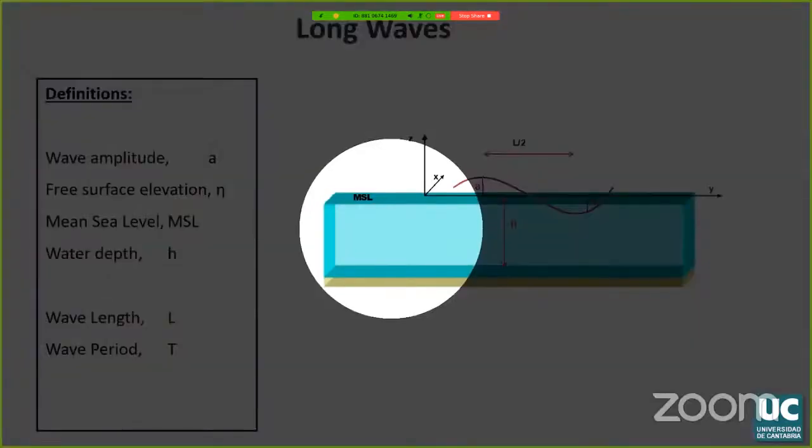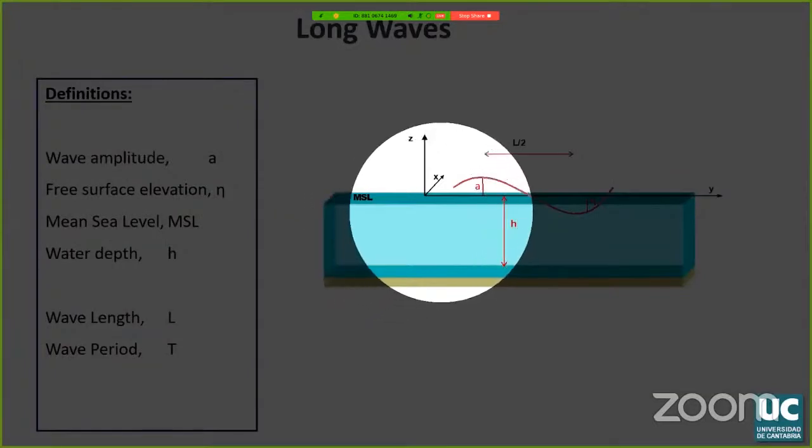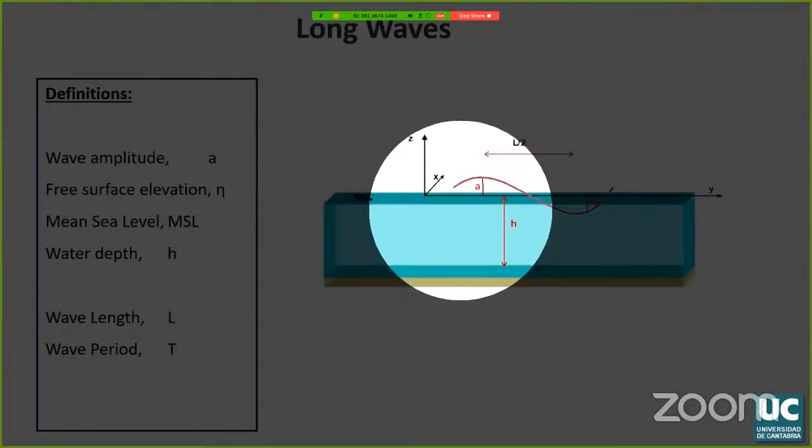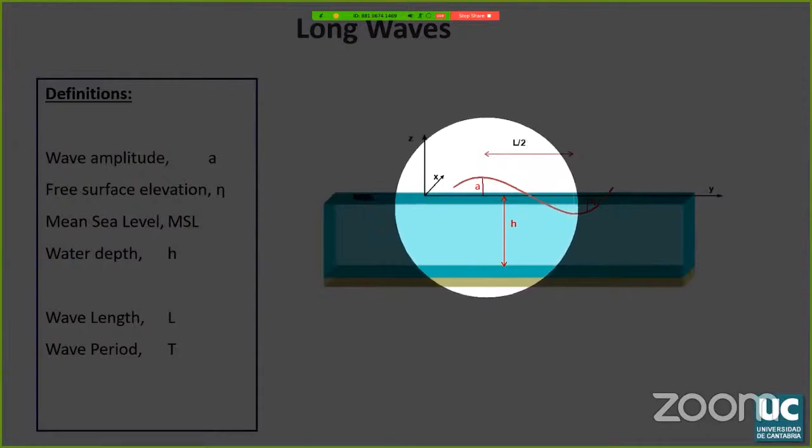All the variables refer to the mean sea level. That is an average level used as the vertical datum. The amplitude of a wave is the vertical distance between the mean sea level and a crest, or the mean sea level and a trough.